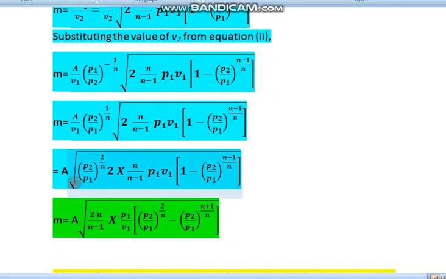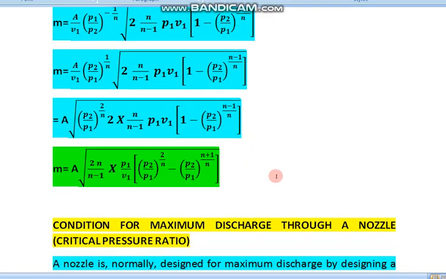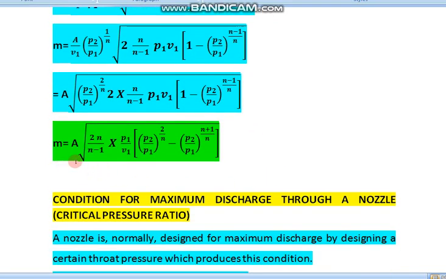Further, m is equal to a square root; inside the square root this power will become double, so (p2 by p1) to the power 2 by n, 2n by n minus 1, p1 v1 into 1 minus (p2 by p1) to the power (n minus 1) upon n. That gives m is equal to a square root 2n by n minus 1 into p1 v1 upon v1 in bracket (p2 by p1) to the power 2 upon n minus (p2 by p1) to the power (n plus 1) upon n.